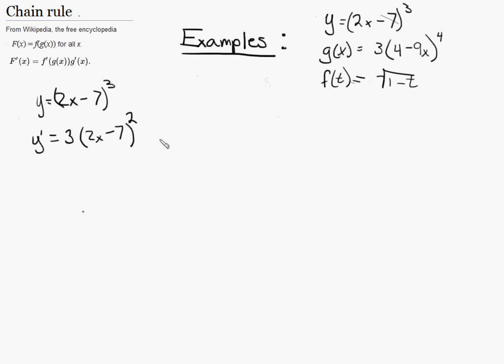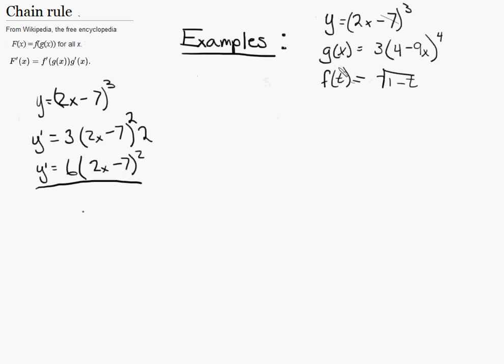So the derivative of 2x is just 2. And then the derivative of minus 7 is 0, so we don't have to worry about that. And we have the derivative right here. It just needs to be simplified a tiny bit. y prime is equal to 6 times (2x minus 7) squared. And we have our first one right there.